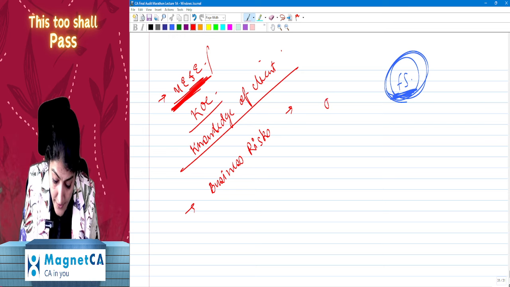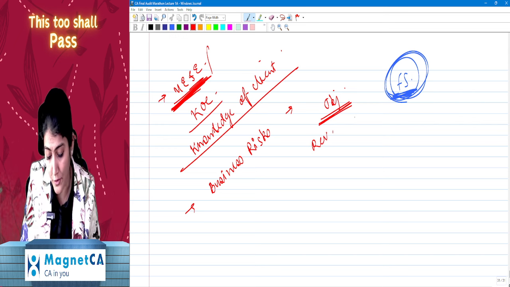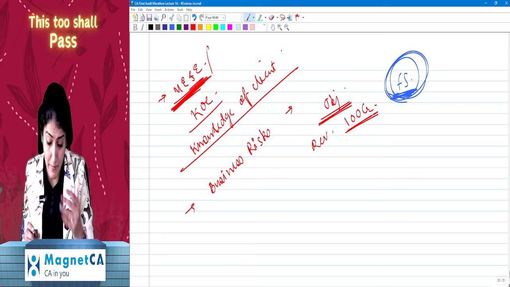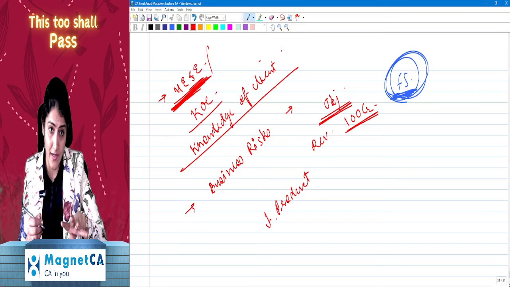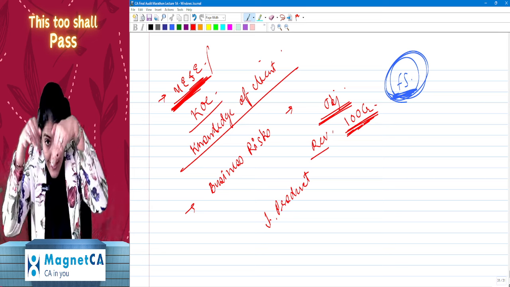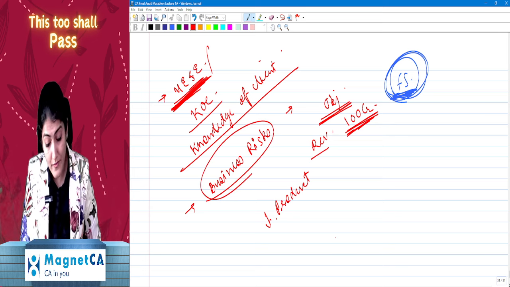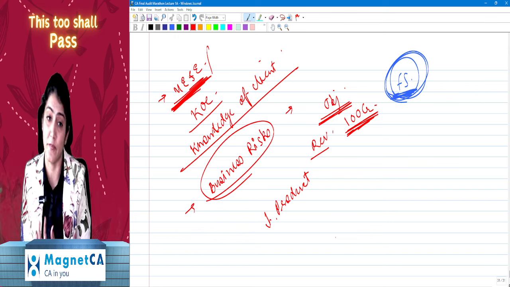What is the objective of the entity? They want to have a revenue of 100 crore next year. That is their objective. But now, for the product that they have launched, if there is a decline in the demand for the product, then they may not be able to achieve that target. So a decline in the demand for a product is a business risk because it will adversely affect the achievement of the entity objectives.